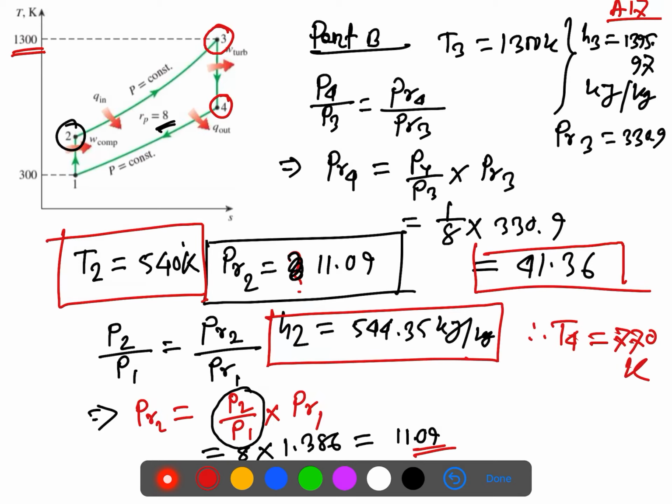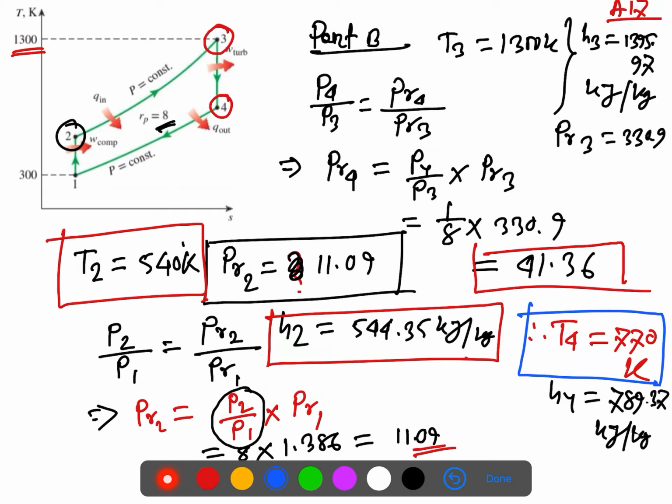I believe you can easily solve this. And similarly the h4, this value will be 789.37 kilojoule per kg. These interpolations were pretty straightforward. We already know you are doing many complex interpolations, so I'm not showing you this one here. So then this is the first part. We have done with the first part.